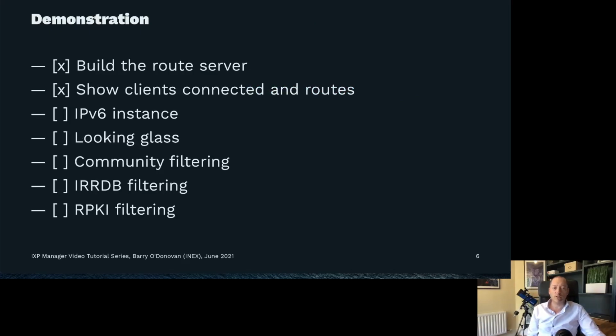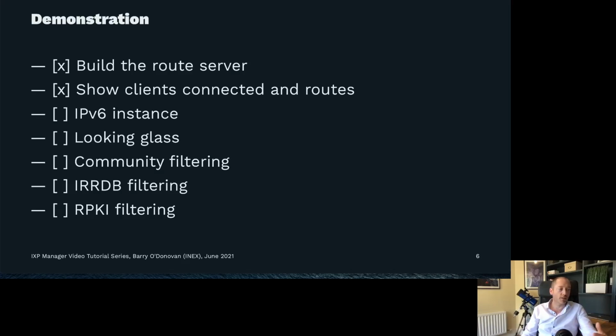So what we've done here so far in our demonstration is we built a route server, and I've showed you clients connected, and I've showed you some routes. What we're going to do next, we're going to build an IPv6 instance. We're going to install a looking glass, and we're going to look at some community filtering. And we're going to do all of that here in part 3. Part 4 is going to be about IRRDB, and part 5 is going to be about RPKI. So we're going to do those ones later on.